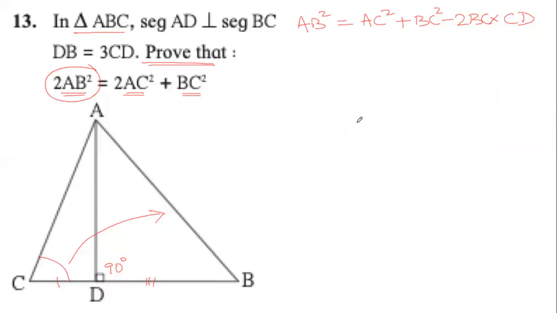Why? Now you can understand why I tried this. Because this starts with AB square in the LHS on one side. But yes, I'm getting AC square. I'm getting BC square also here. But we have CD. So we have to substitute CD in terms of BC. If we can do that, then maybe we will get the answer. So this is the first equation which we are getting from the relationship of side opposite to the acute angle.